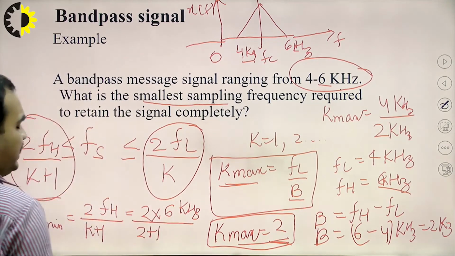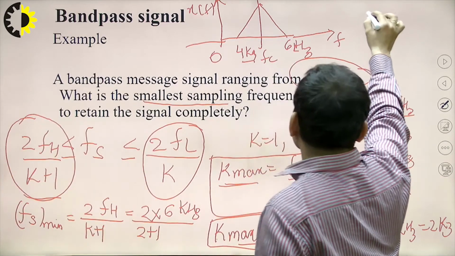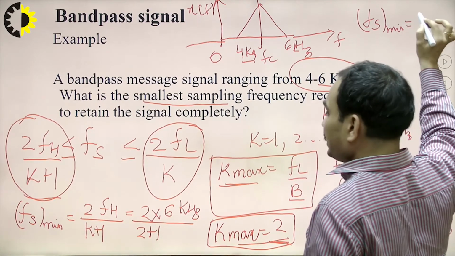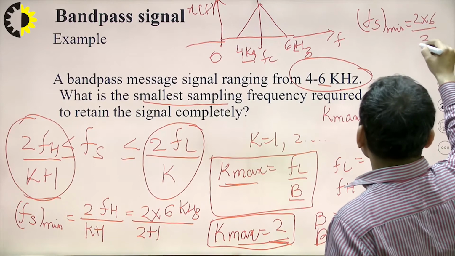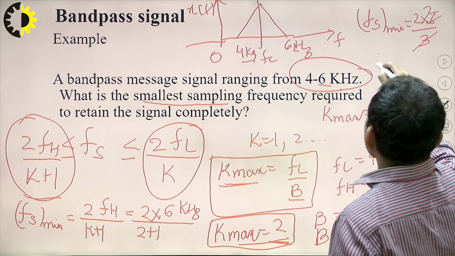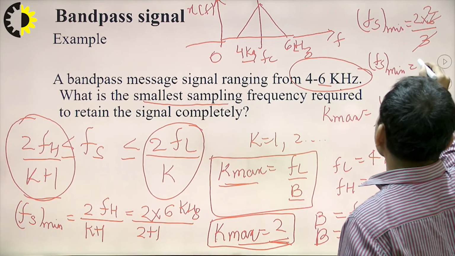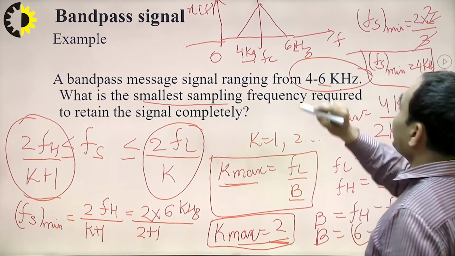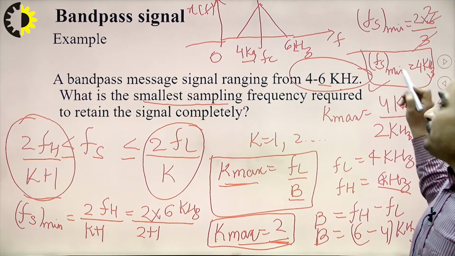So what we are getting? We are getting the minimum sampling frequency, that is equal to 2 into 6 by 3. We can cancel it out. What we are getting? Fs, the minimum sampling rate for this case, is equal to 4 kilohertz. So this is how we can calculate the sampling rate for a band pass signal.